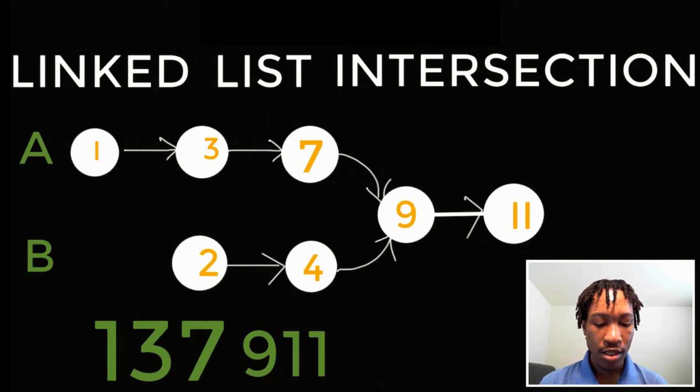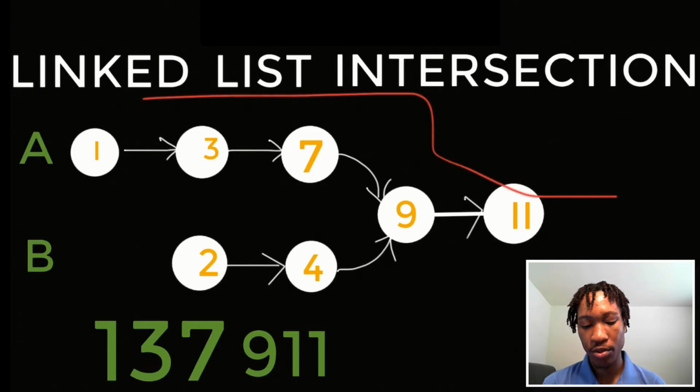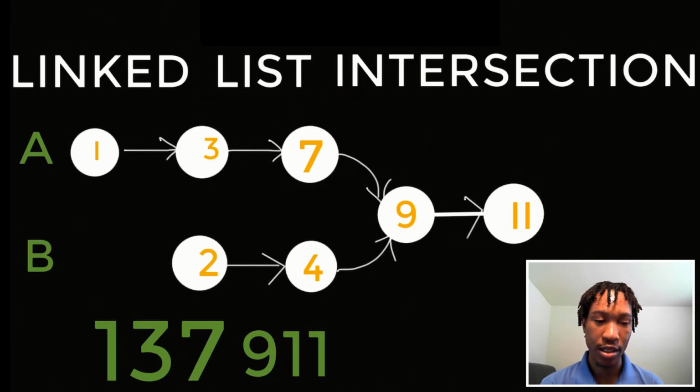So what's the time and space complexity of this algorithm? For time complexity, we're running in O of A plus B time, because we're going through all the nodes in linked list A, and after that we go through all the nodes in linked list B at most. So that would be O of A plus B time. And for space complexity, it's O of N, because we're storing all the nodes in one list. If we're storing all the nodes in linked list A, that's O of A space.